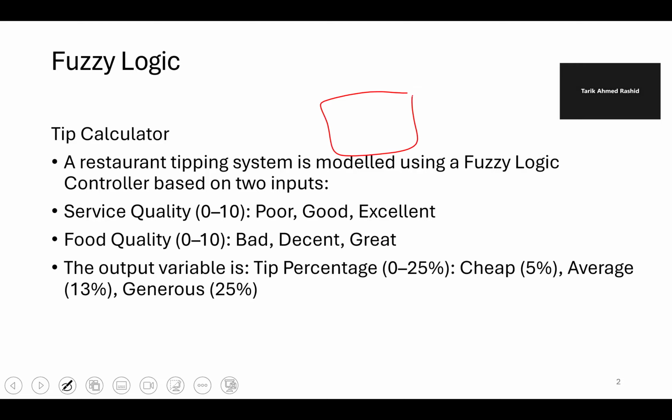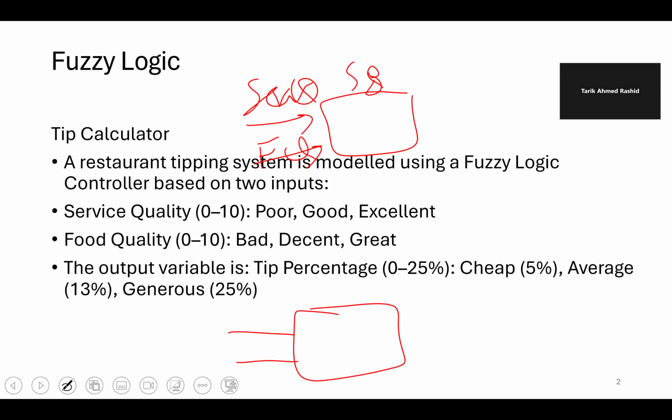So input 1 and input 2. The first one is service quality, SQ, and the second one is food quality. These are the two inputs. The output is the tip percentage.